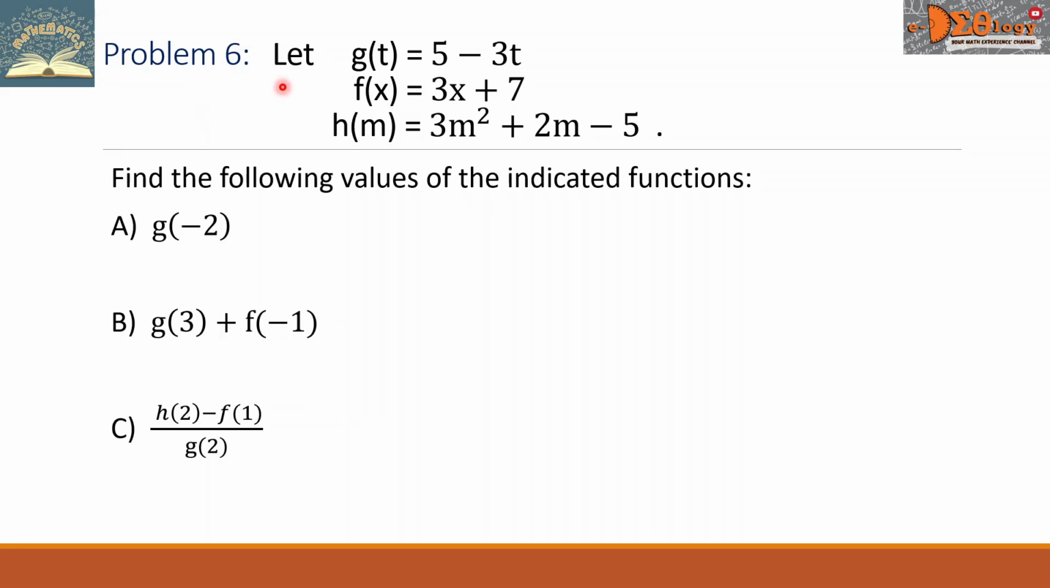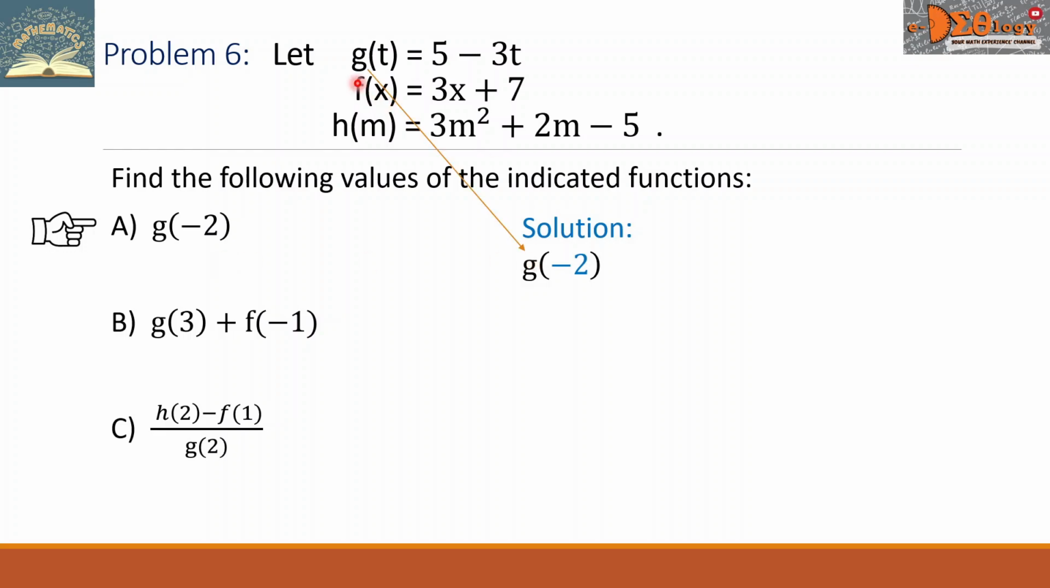Problem 6. Let g of t equals 5 minus 3t. F of x equals 3x plus 7. H of m equals 3m squared plus 2m minus 5. Find the following values of the indicated functions. Letter A. G of negative 2.